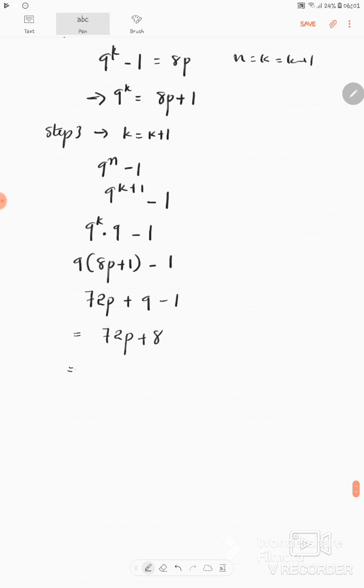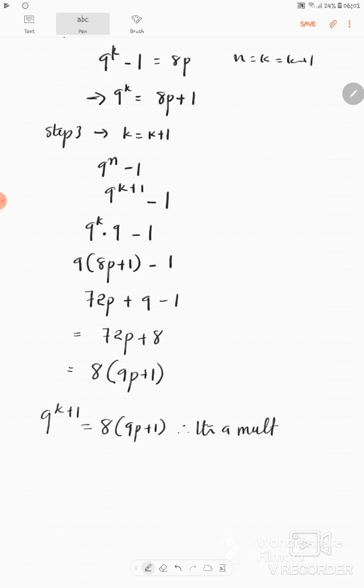Now let's factorize this to say what? 8 will enter this: 8 open bracket 9p plus 1. Therefore 9 raised to power k plus 1 minus 1 is a multiple of 8, since 9p plus 1 is an integer. Therefore it's a multiple of 8.